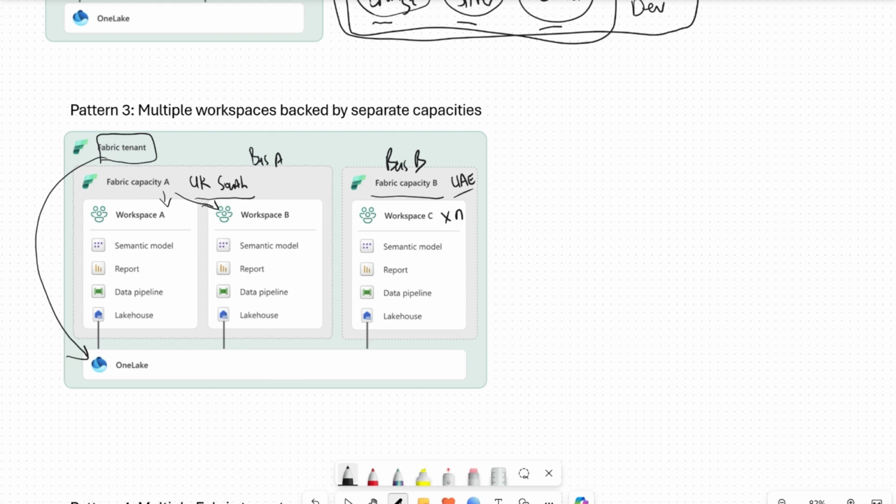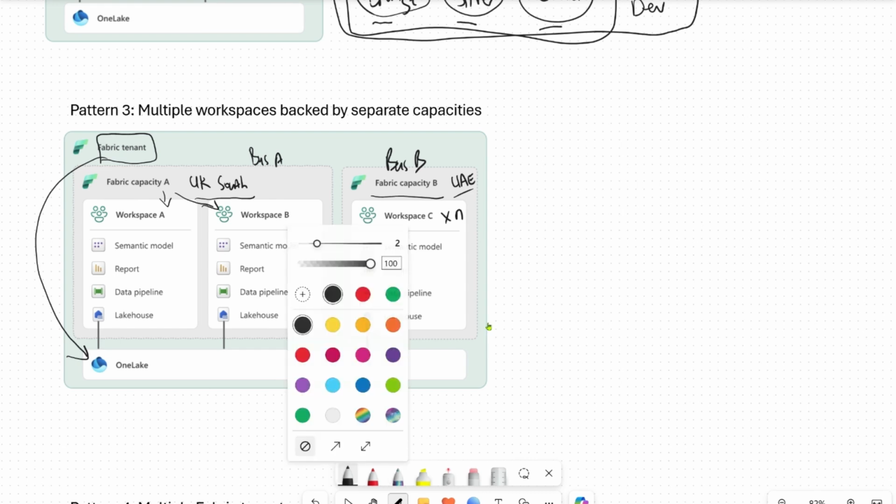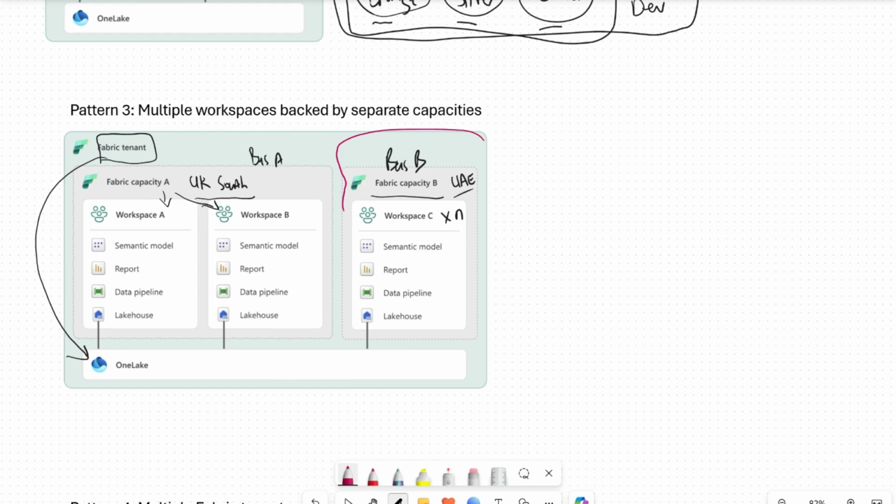And you could also say maybe Fabric capacity A is for everything that is testing and R&D, whereas Fabric capacity B, for example, could be something that is production. So you could imagine that we want this one to be really strong. The capacity is going to be really strong, and this is for our production workloads. And we want stuff to get done quickly here, and this shouldn't be messed with. And all business critical stuff is going to happen on this capacity. So that could be another example of why you want different capacities.